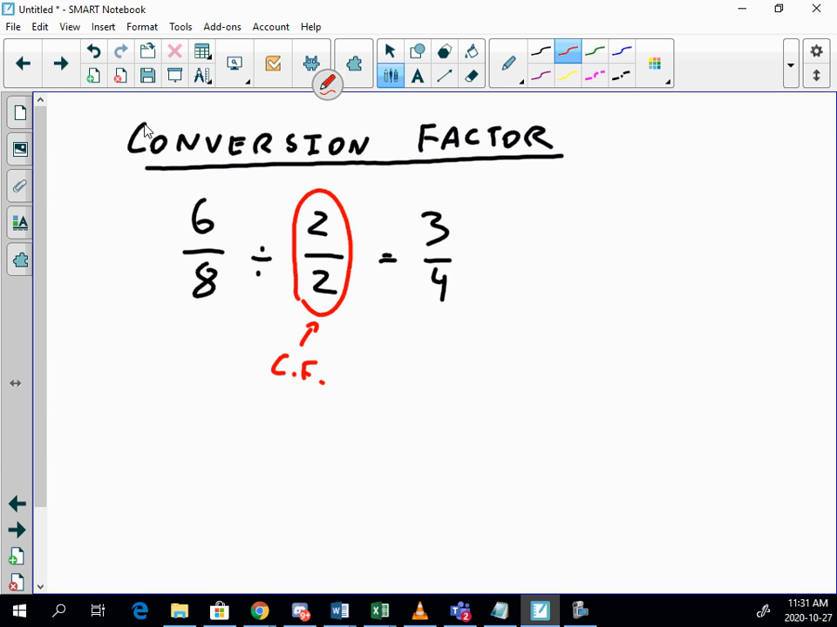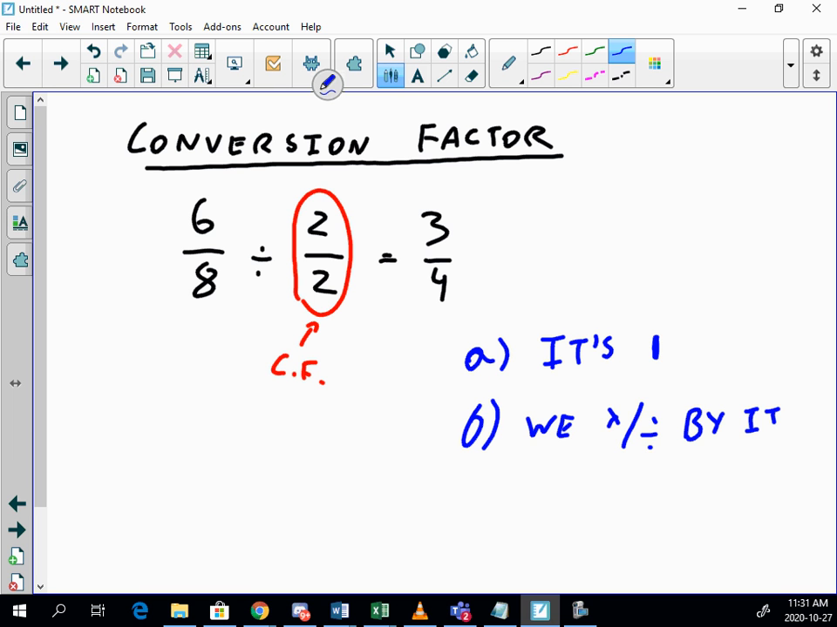Key things to recognize about this conversion factor: A, it is equal to 1. The top and the bottom of the fraction are the same. And B, we multiply or divide by it. And since it's equal to 1, C, that doesn't change what we're dealing with.